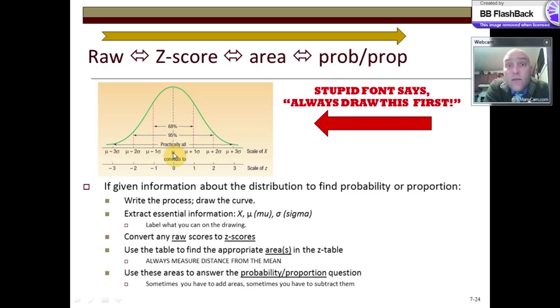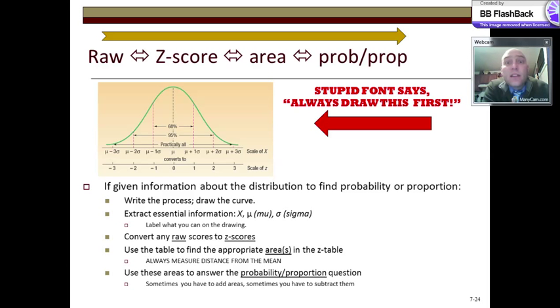The other pieces of information, for example, x, we should put relative to the mean. If x is 40, we should put it on the left side. If x is 49, we should put it on the right side. Left and right tells us direction. Z is a signed distance. That sign for Z is so important. If it's on the left side, Z is going to be negative. If it's on the right side, Z is going to be positive. It's important to label all that information on this drawing as you can.